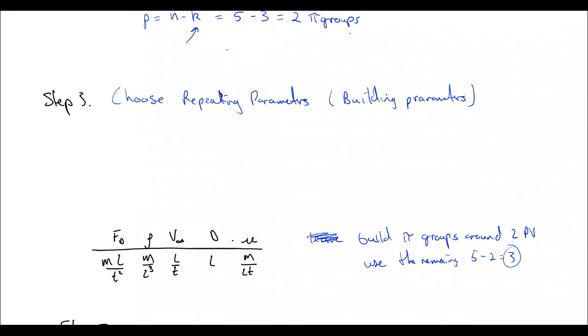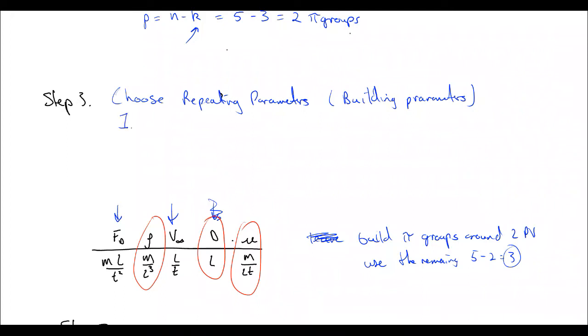So for this case, I'm going to build pi groups around our force and our velocity, which means that our repeating parameters are going to be density, diameter, and viscosity. So we have rules for how we pick these repeating parameters, and let's go over those rules now. These rules don't necessarily apply for this particular example, but they will in future examples, and we'll go over them a bunch, but let's write them down here.